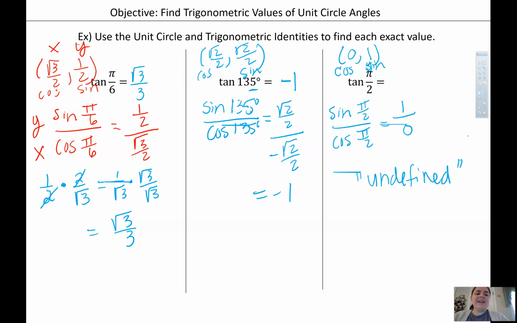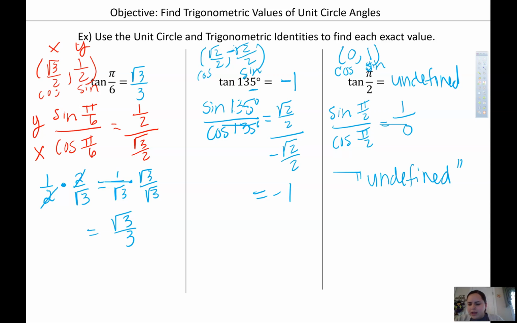Okay, so your answer is, you won't say it's no solution, it's just undefined. Okay, so tangent of pi over 2 is undefined. Okay, I just realized I forgot my negative in this one. Make sure you go put it on that one.